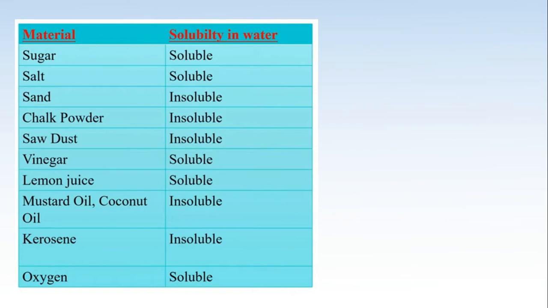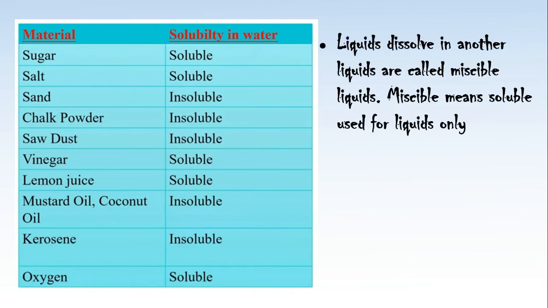Sand, chalk powder, sawdust. What do you see? You can see these do not dissolve in water. They are not soluble in water, so we say they are insoluble. Vinegar and lemon juice are liquids and they are also soluble in water. And you know that when one liquid dissolves in another liquid, we call them what? We call them miscible. Miscible means soluble, which is used only for liquids.